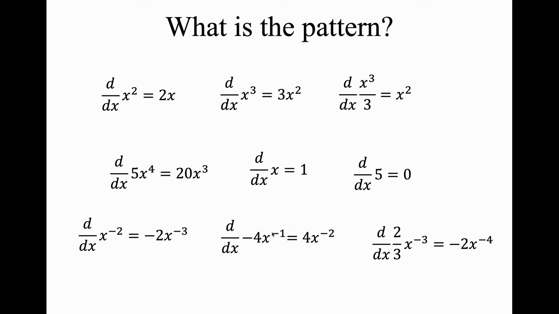Let's try the next one. Negative 1 times negative 4 is positive 4. Negative 1 minus 1 is negative 2. And in the last one, you have negative 3 times 2/3. So the 3s simplify and you're left with a negative 2. Negative 3 minus 1 is negative 4.